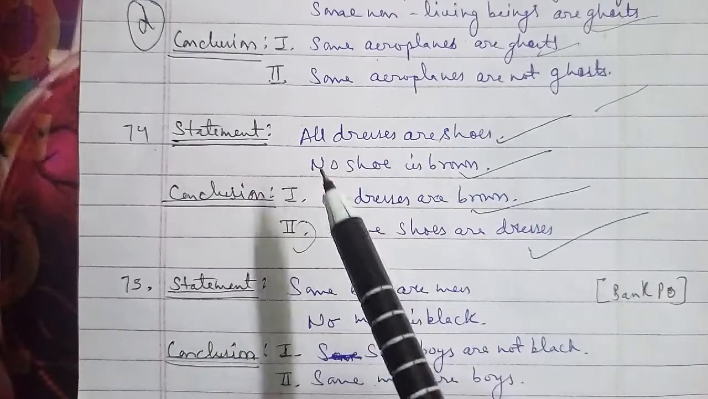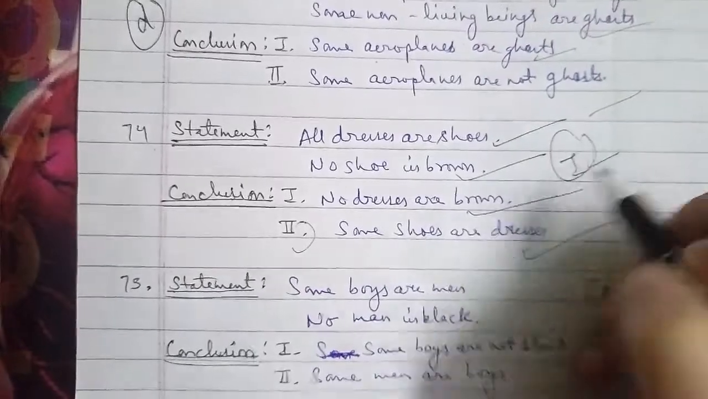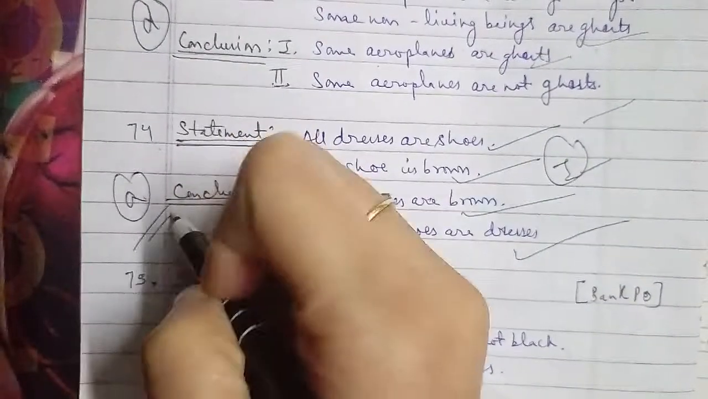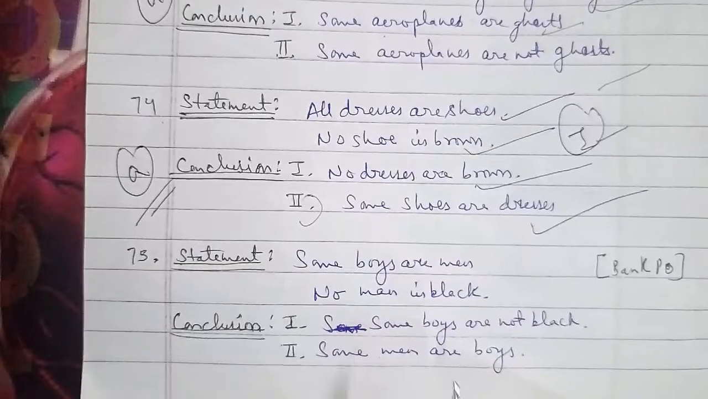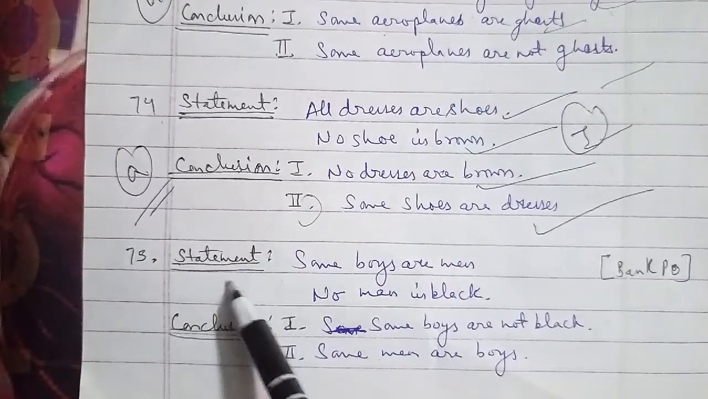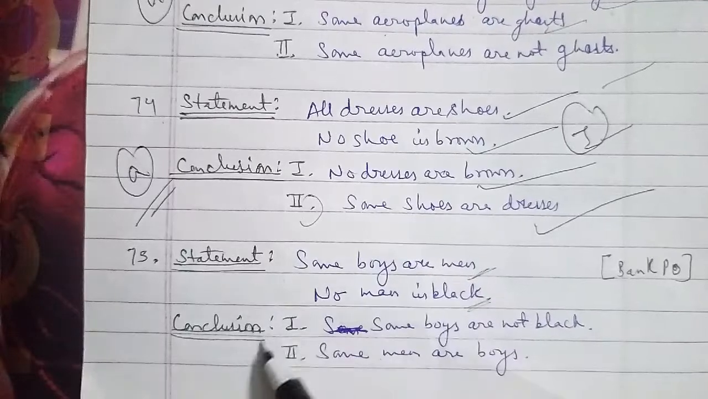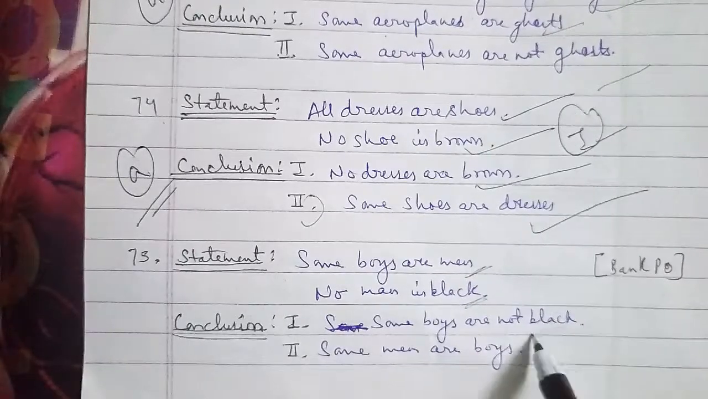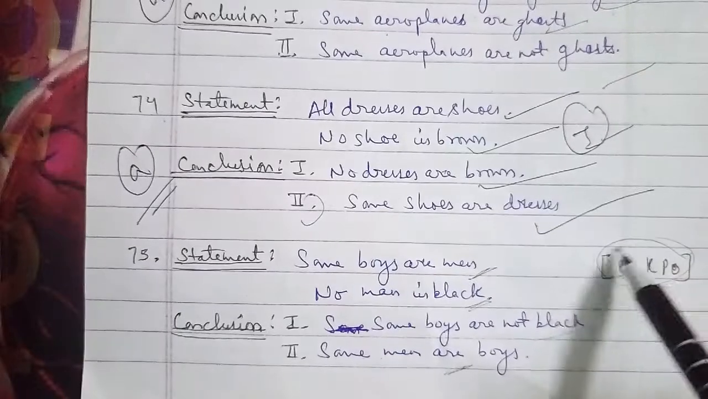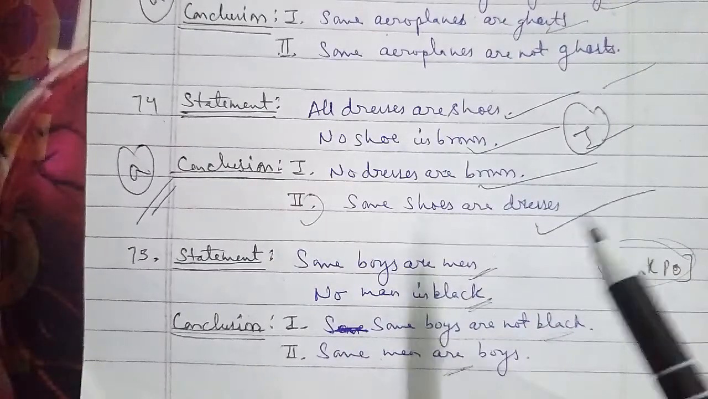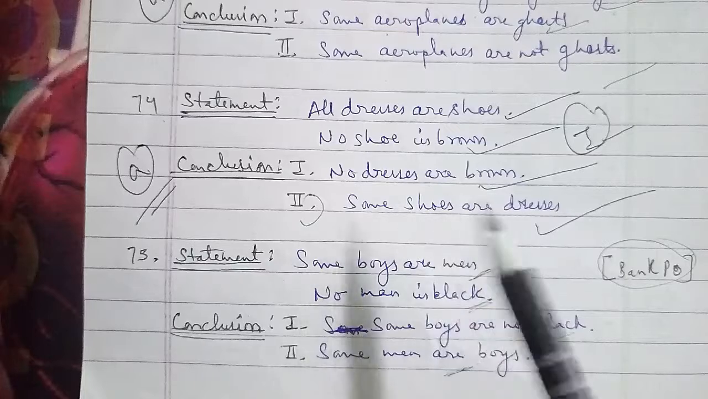Moving ahead with another question, question number 75 of the session. The statement we have is: some boys are men, no man is black. Conclusion one is some boys are not black, and the second is some men are boys. This has been asked in the bank PO question paper, and is also an important one. Since one premise is negative, the conclusion must be negative, so the second does not follow, and only the first one will follow. For that sake option A will be the right answer for this question here.